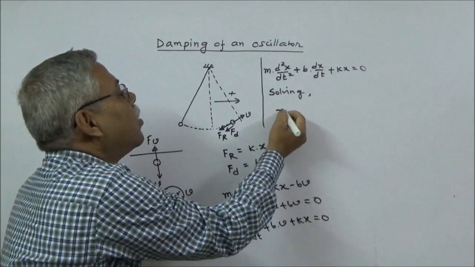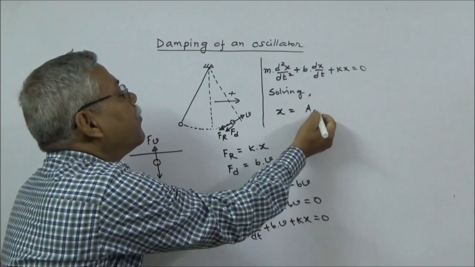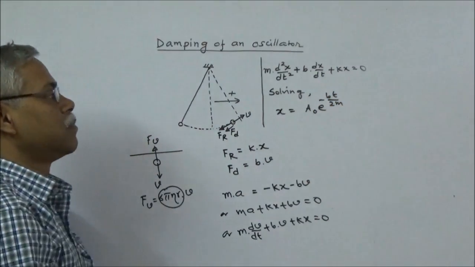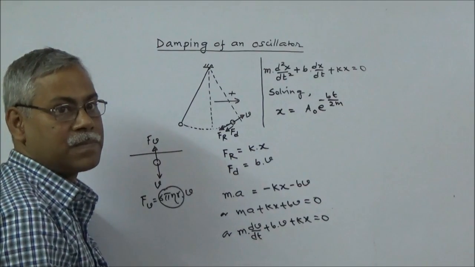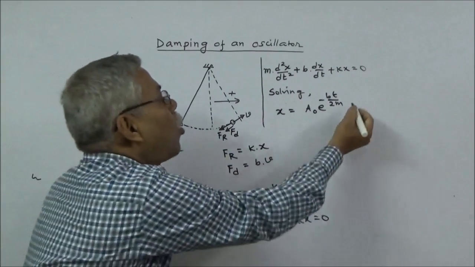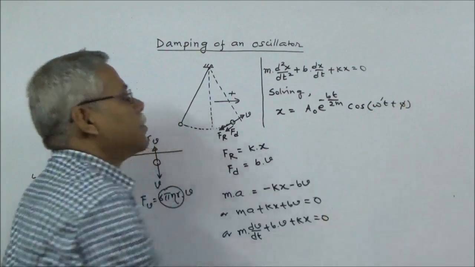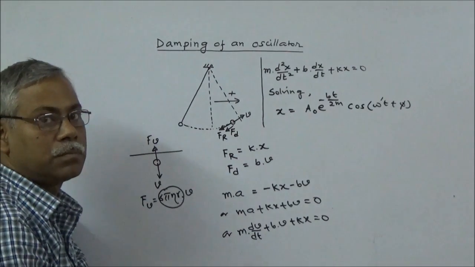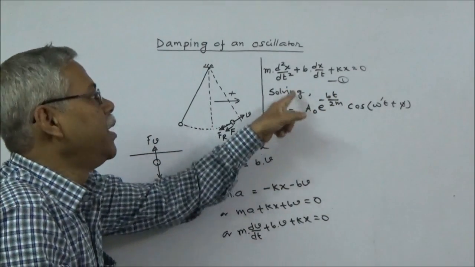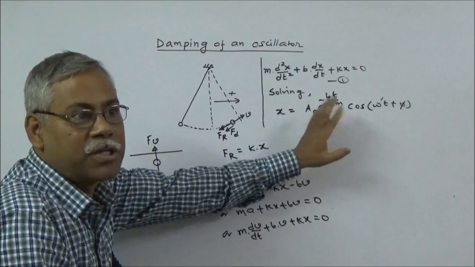x equal to a naught into e to the power minus bt by 2m, cos omega dash t plus phi. So this is an important equation. This is a differential equation. Its solution is not included in the syllabus. Only the solution, you have to memorize this because the process has not been shown.